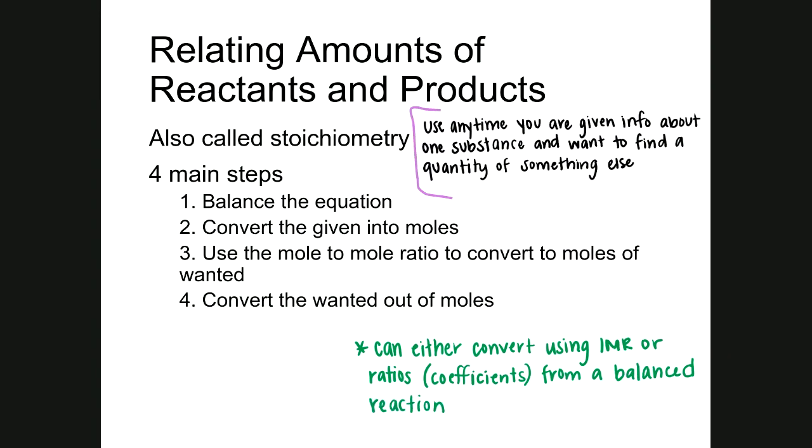So step 1 is to balance the equation. We learned that in chapter 5. Then take your given, whatever was given to you in the question, and convert it into moles. If your amount is already in moles, if it's given to you in moles, cool, ignore step 2. But if it's not in moles, you're going to need to convert it. And so that will either require Avogadro's number or the molar mass, depending on what unit you're starting with.